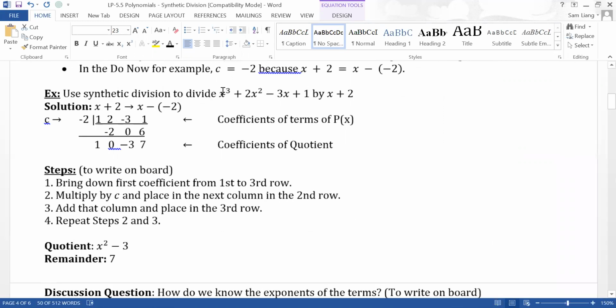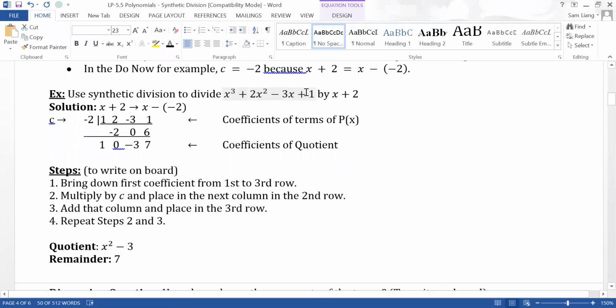Okay, so we have x cubed plus 2x squared minus 3x plus 1, and we divide that by x plus 2. This is the same problem as the do now, except this time we're going to use synthetic division. So first thing I'm going to do is rewrite x plus 2 as x minus -2, right? It has to be in the form of x minus c.